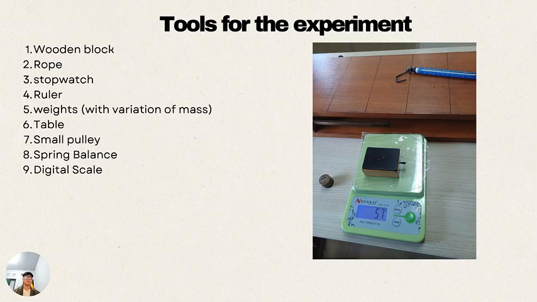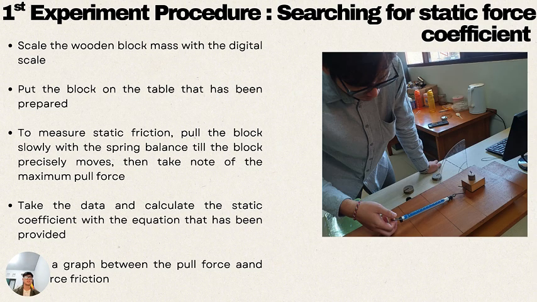Tools for the experiment. What we need for this experiment to work is a wooden block, a rod, a stopwatch, a ruler, weights with variation of mass, a table, a small pulley, a spring balance, and a digital scale.